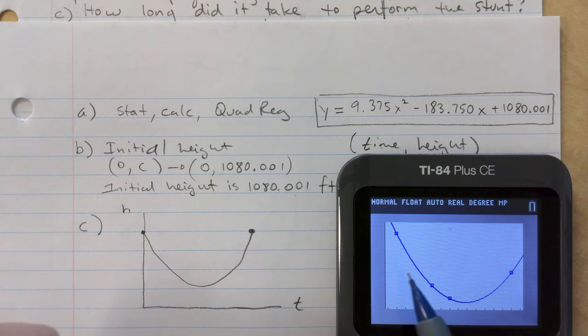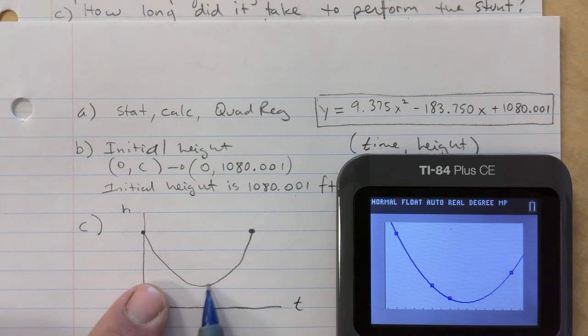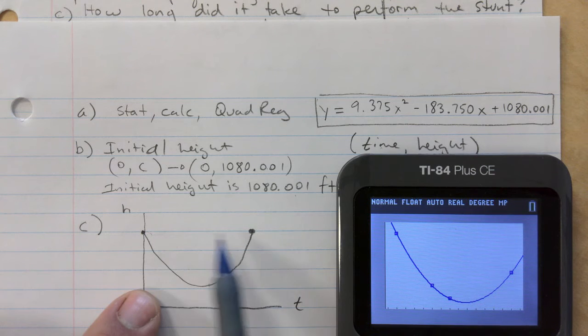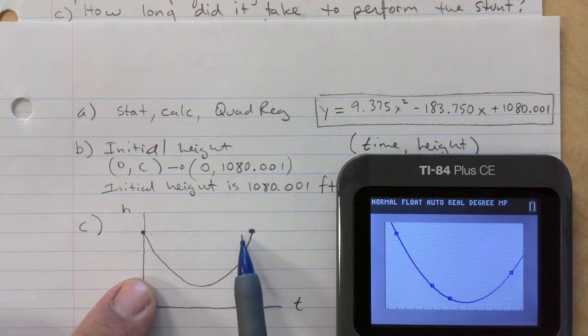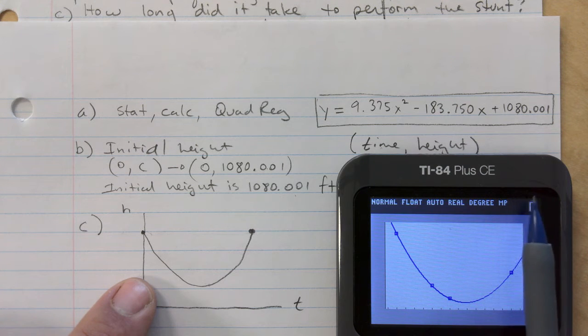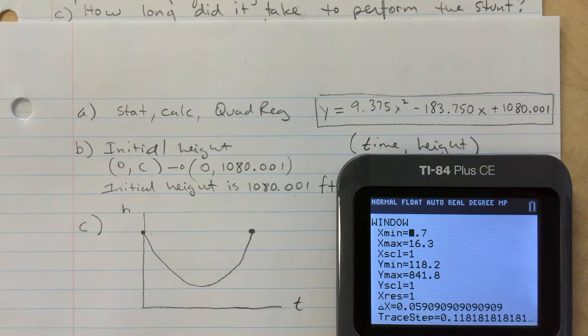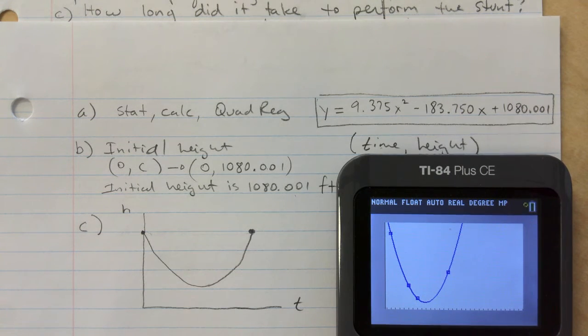Okay? So I know the graph is going to look like this, right? That's what I'm interested in. It starts here and the stunt will end here. And the time from here to here is what I'm after. So I need to see a bit more. How are we going to do that? We're going to increase our X max. So go window, go to X max. I will just double that, so that'd be 32 or so. And hit graph again. And now it's there.